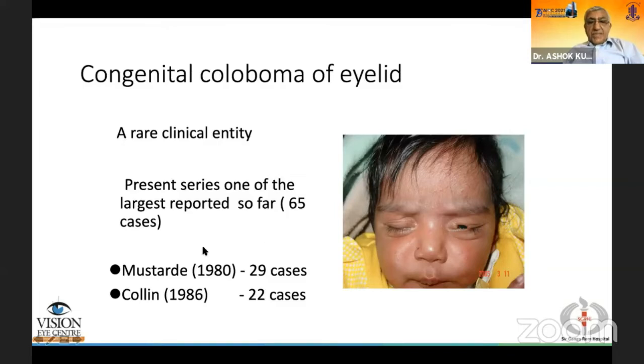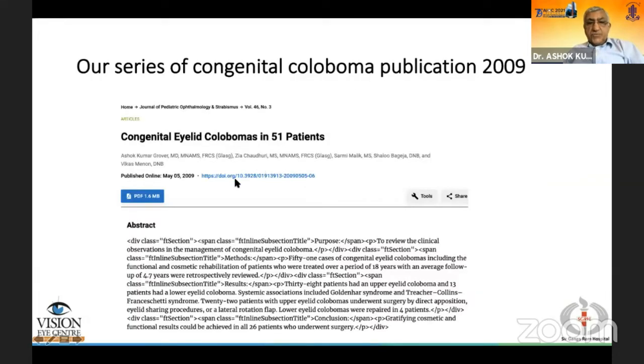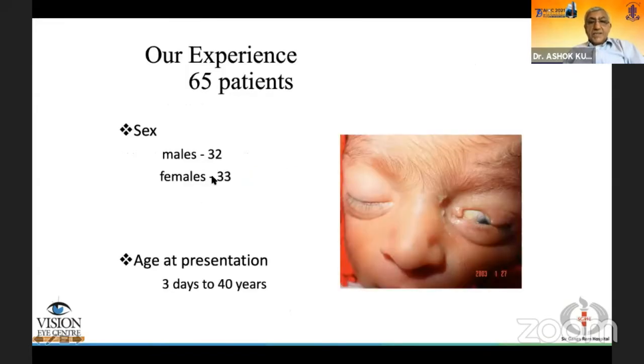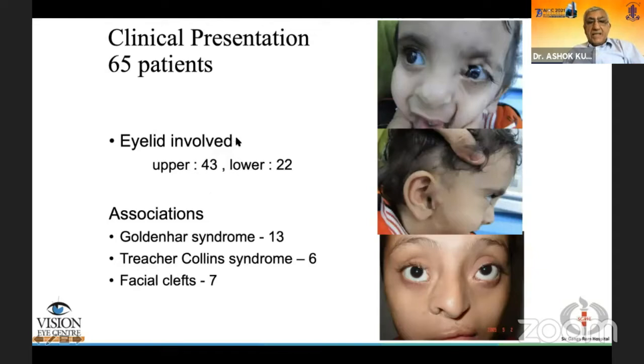So now we're presenting the data of our 65 cases, which is the largest reported so far. This was the publication in 2009 in the Journal of Pediatric Ophthalmology and Strabismus. We find that males and females are almost equally affected. They may present early or they may present very late. The upper eyelid is involved in 2/3 of the cases, the lower eyelid in 1/3. Goldenhar syndrome occurred in about 20% of the cases in our series, and Treacher-Collins and facial clefts in about 10% each.